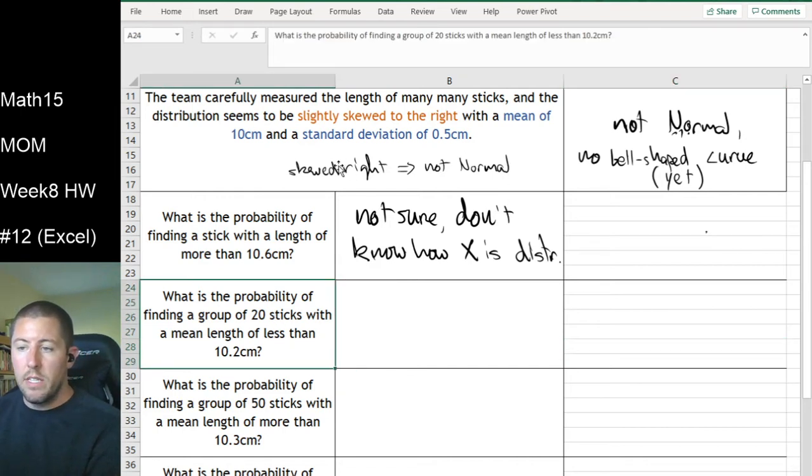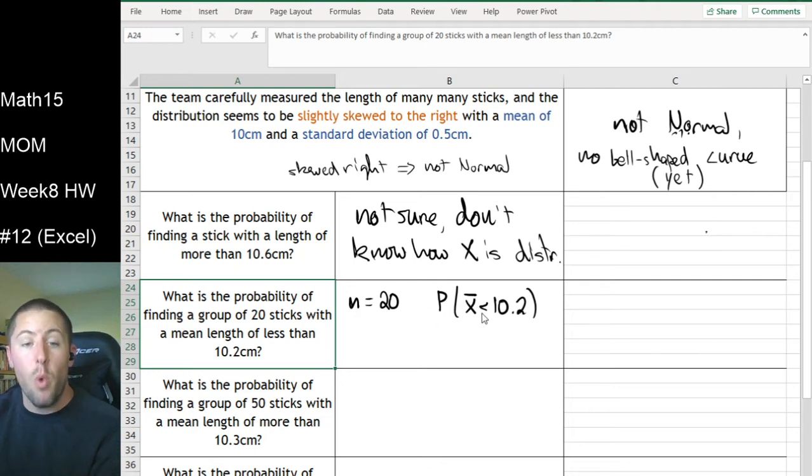So our next question here, what is the probability of finding a group of 20 sticks with a mean of less than 10.2 centimeters? So notice in this case, we were told that our sample size is 20, and we want to know what is the probability that we would draw a sample of 20 sticks and find that their mean length is less than 10.2 centimeters. So this is how I'm phrasing this problem. Notice we're not asking a probability about an individual stick. We're asking the probability of taking a sample of 20 sticks and finding an average that's less than 10.2. This isn't about individuals anymore.